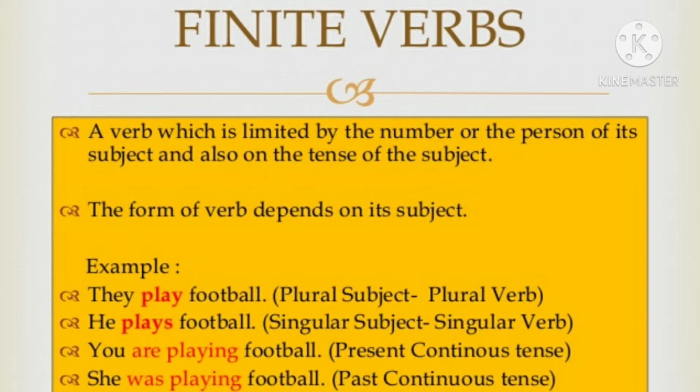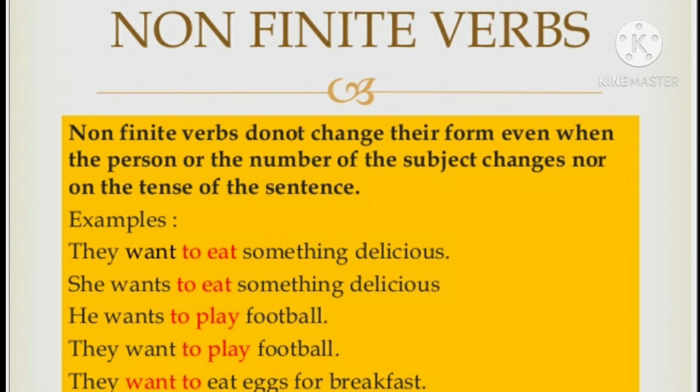Now let us turn to non-finite verbs. Non-finite verbs are just the opposite of finite verbs. What is a finite verb? A finite verb is a verb that includes the person, number, subject and tense at the same time. But non-finite verbs do not change their forms. Even when the person, number, subject or the tense of the sentence changes, a non-finite verb does not change. Okay, how?